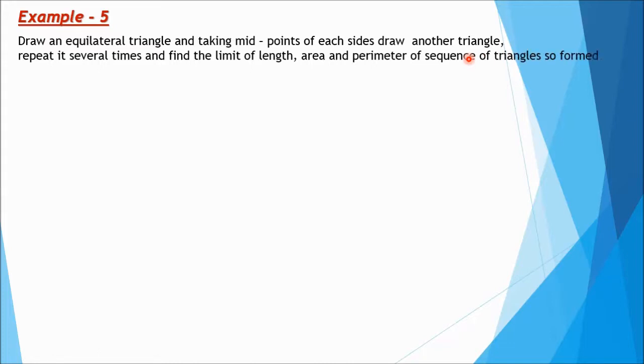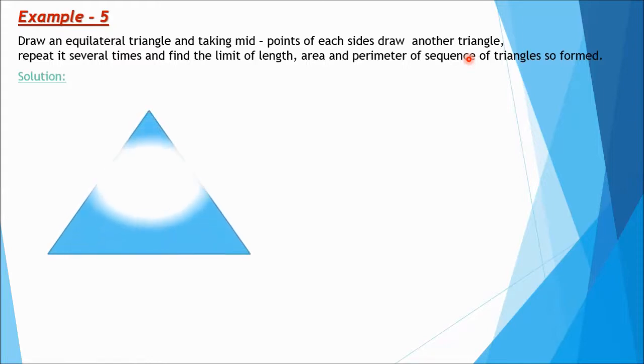Now this is a very interesting question. You will love to do this type of question. Now let's see the solution part. First we have to draw an equilateral triangle. Now let's draw the equilateral triangle. This is the equilateral triangle, and its vertices are named A, B, and C.